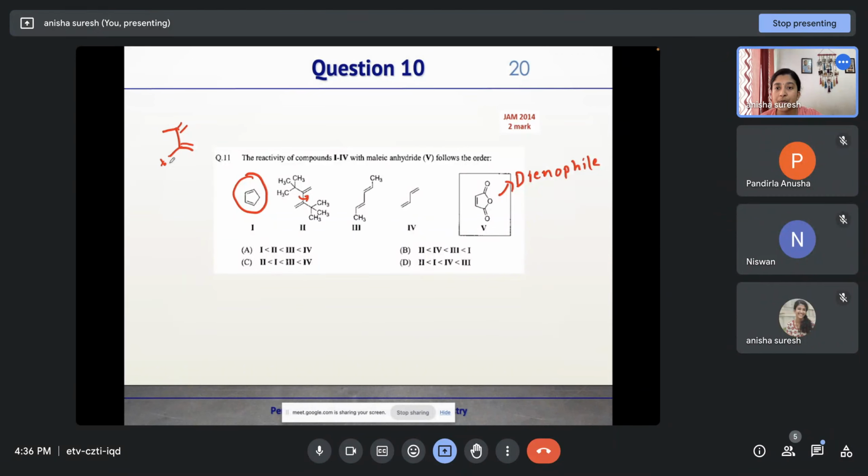these t-butyl groups will cause steric hindrance. So because of that, this will not be that reactive a diene. Then out of these two, both of these can rotate and give the diene.